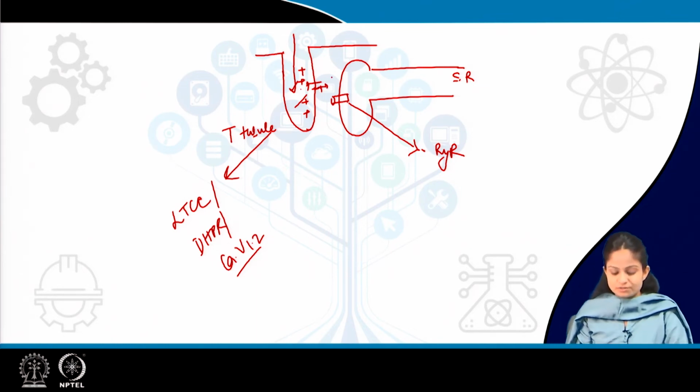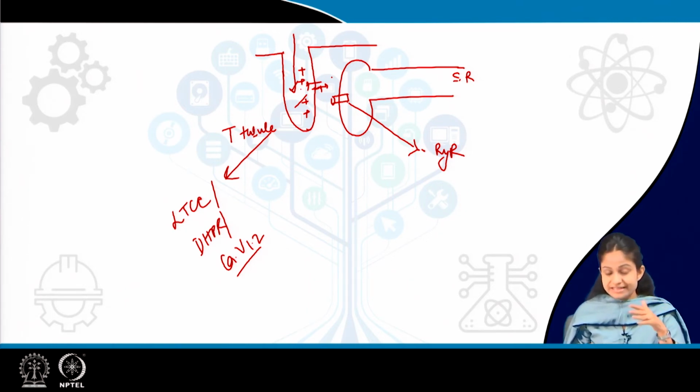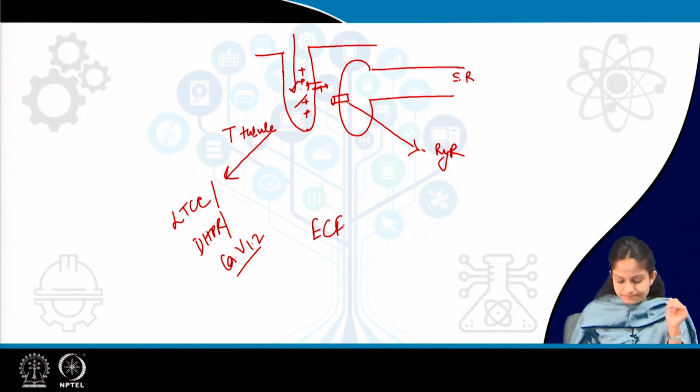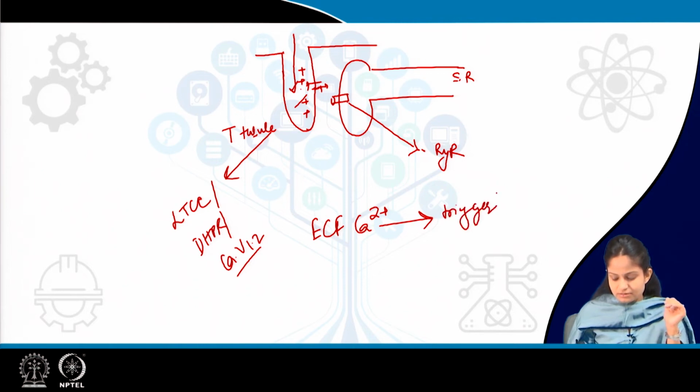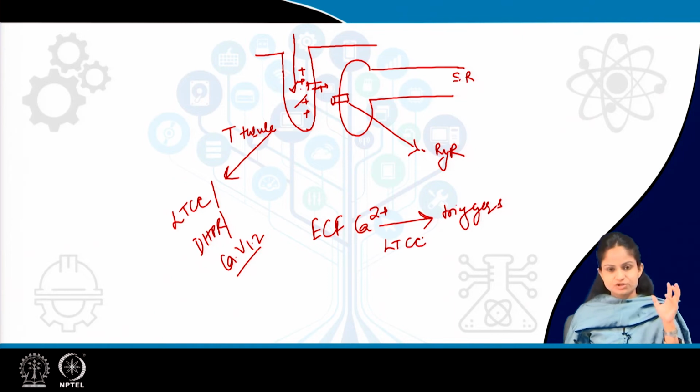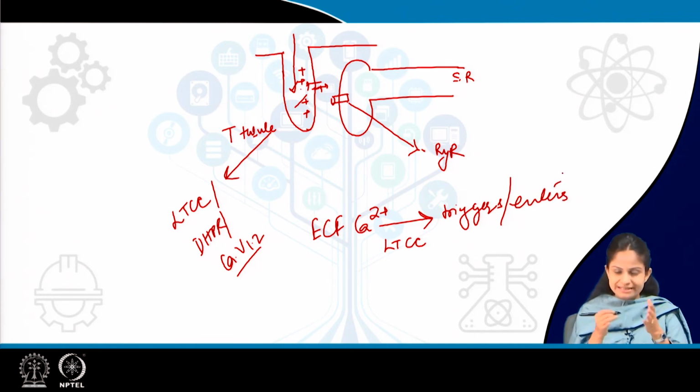Now, this influx of calcium is occurring from extracellular to inside the T tubules. So, extracellular calcium enters through the L type of calcium channels. The voltage gated calcium channels will open and the calcium will get influxed from extracellularly inside the T tubules, and obviously it will stimulate the other receptors, that is ryanodine receptors.